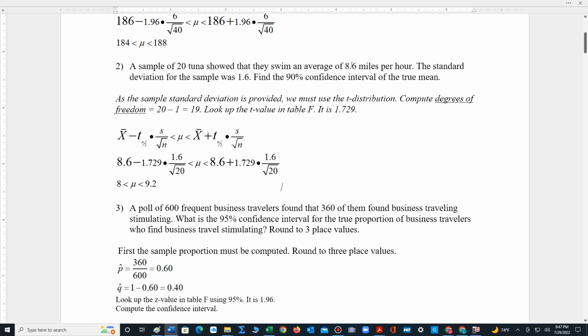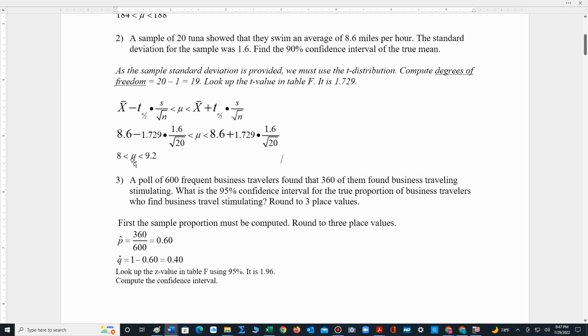So the sample mean is 8.6, t is 1.729, sample standard deviation is 1.6, n is 20, and we can calculate this confidence interval using a similar method to what we used in number 1. And it turns out that the mean is estimated to be between 8 and 9.2.